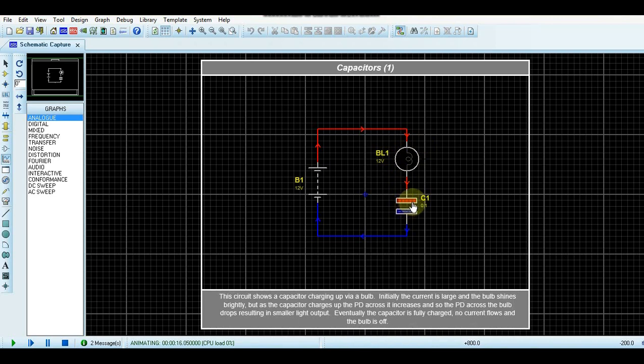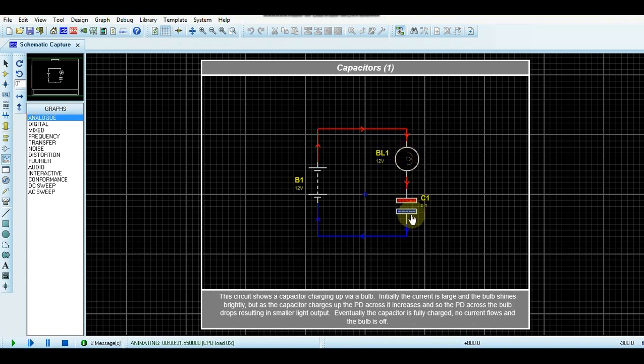Okay, so hope you understand the behavior of this capacitor at time t equals 0, when there is no charge accumulated at this capacitor. So initially it draws more current to charge it. Once it draws more current, the current flowing through this bulb, which is connected in series, is higher, so this bulb shines more.